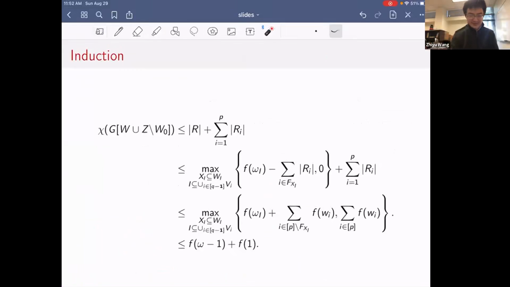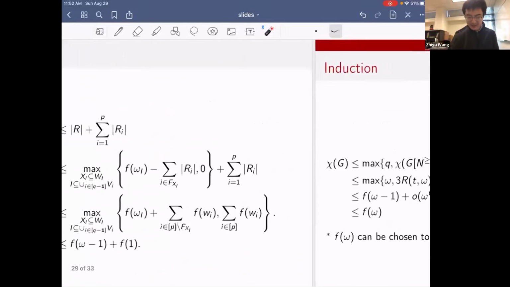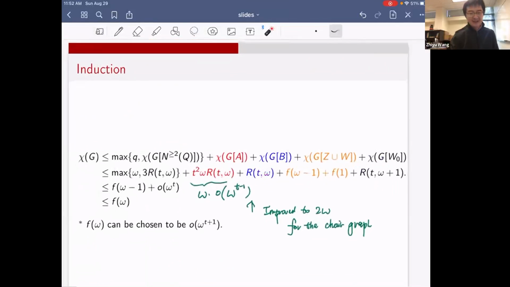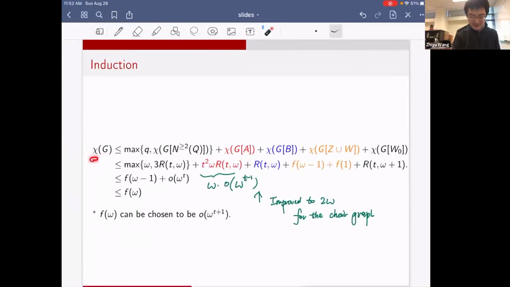All in all, because of the nice structure, we can apply induction to both Z and W at once. So the idea is that the chromatic number of the first of these parts is upper bounded by f of omega minus 1 plus f of 1, by the convexity of the polynomial function. That guarantees that we only apply induction once. Then the remaining proof is easy. The chromatic number of G is upper bounded by some polynomial, which is the A and B part that we removed, plus the induction part.